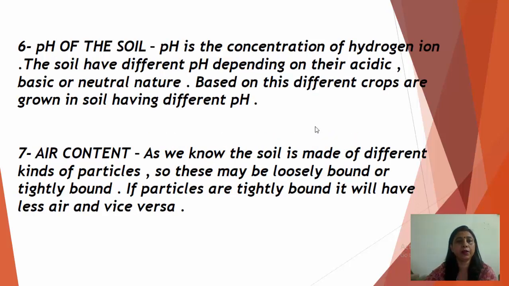Now the pH of the soil. pH is the concentration of hydrogen ion. The soils have different pH depending on their acidic, basic or neutral nature, and based on this different crops are grown in soil having different pH. The next property of soil is air content. As we know, the soil is made of different kinds of particles, so these may be loosely bound or tightly bound. If particles are tightly bound, it will have less air, and if the particles are loosely bound, it will have more air.